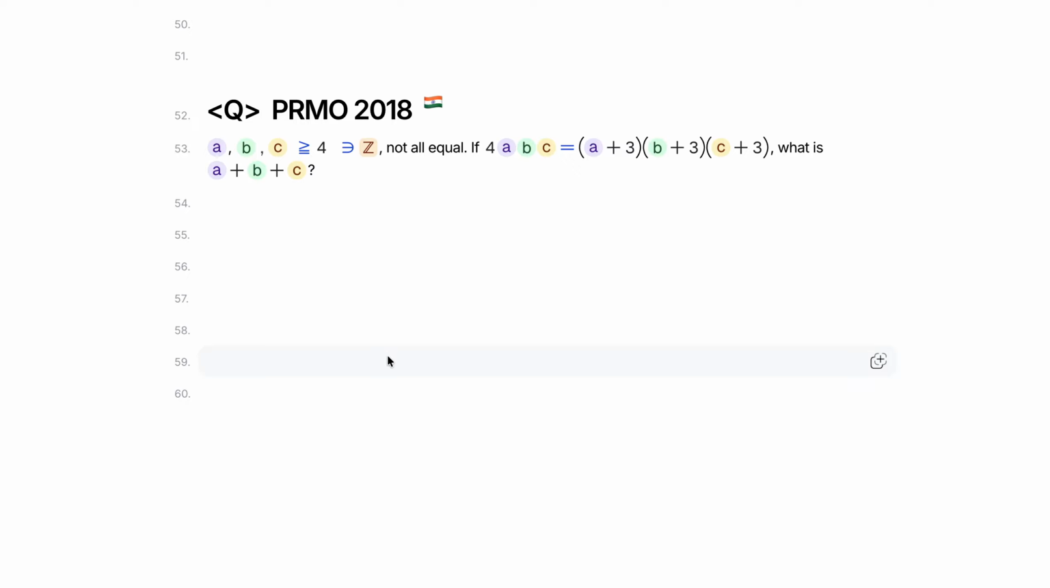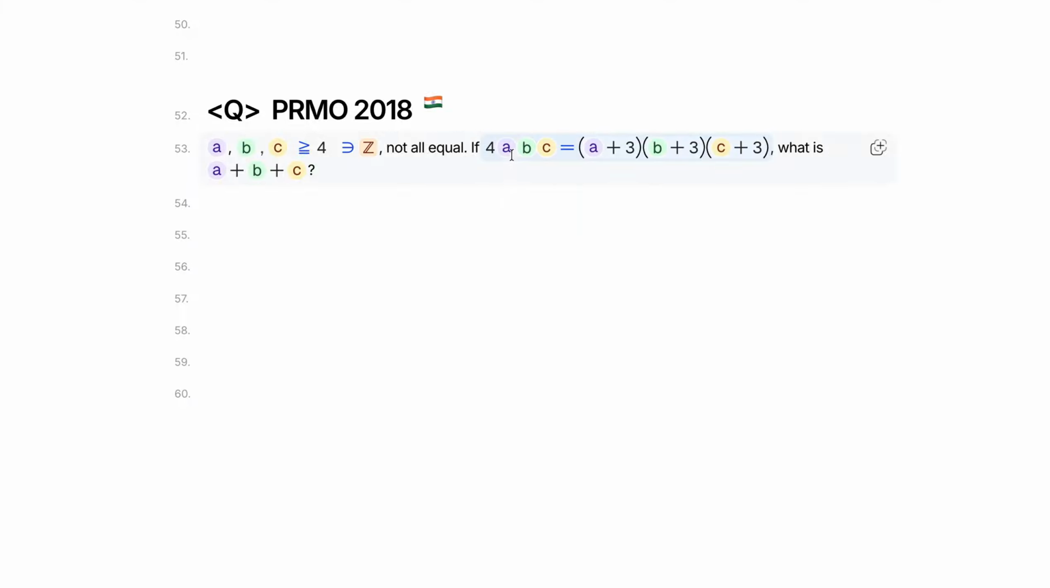Hi. This is actually a decent problem on number theory. Let's get started. So they're saying that A, B, C are three constants which are all greater than or equal to 4, and they belong to the set of integers, not all equal. That means at most we can have a pair equal, right? So two of them can be equal.